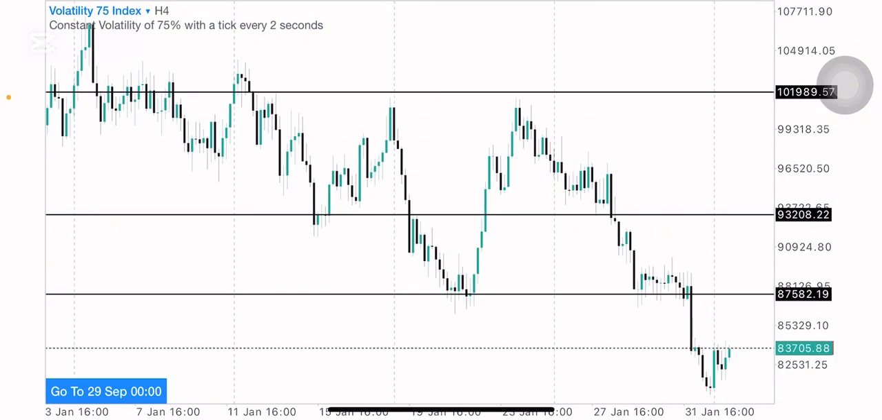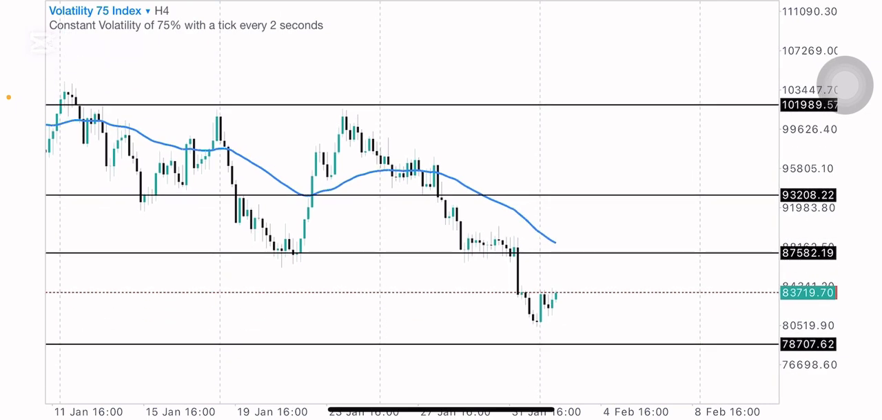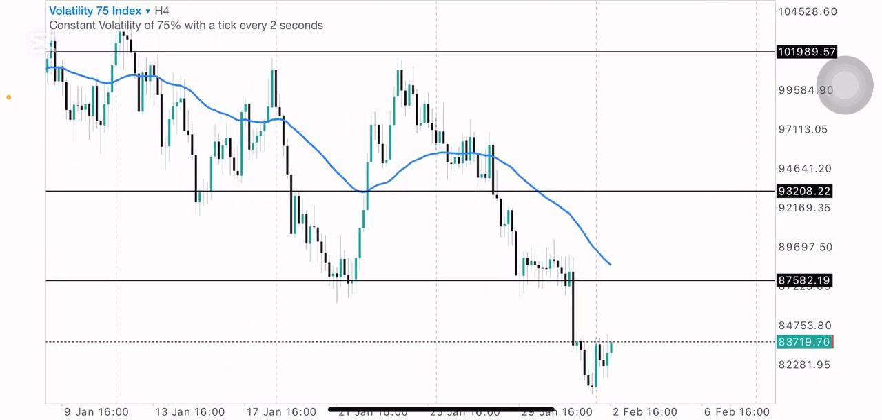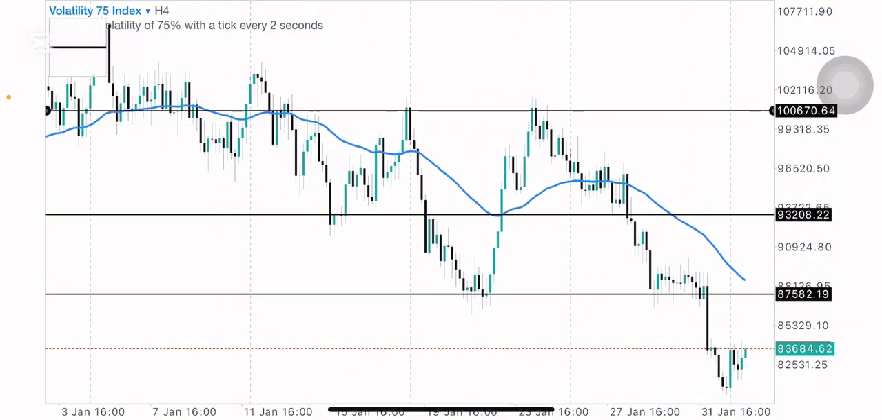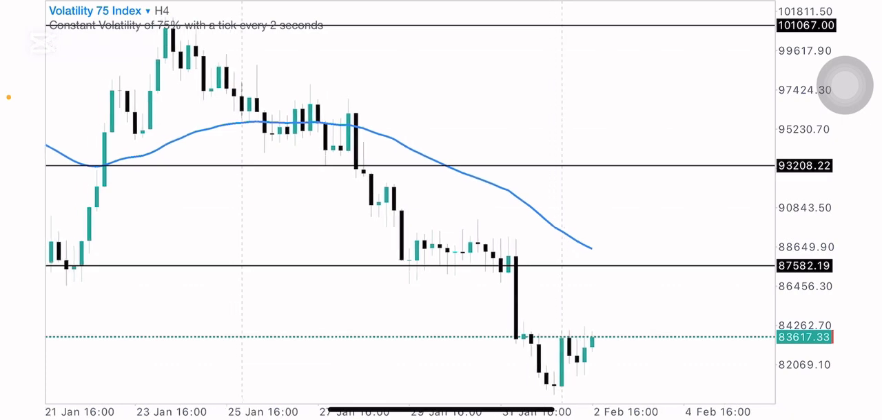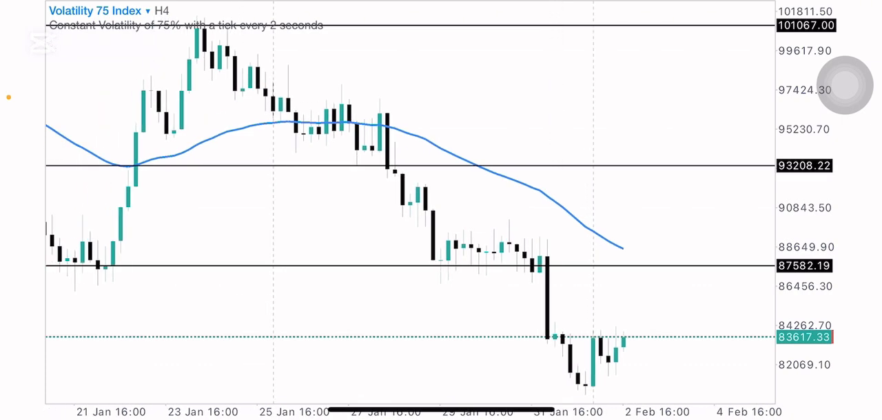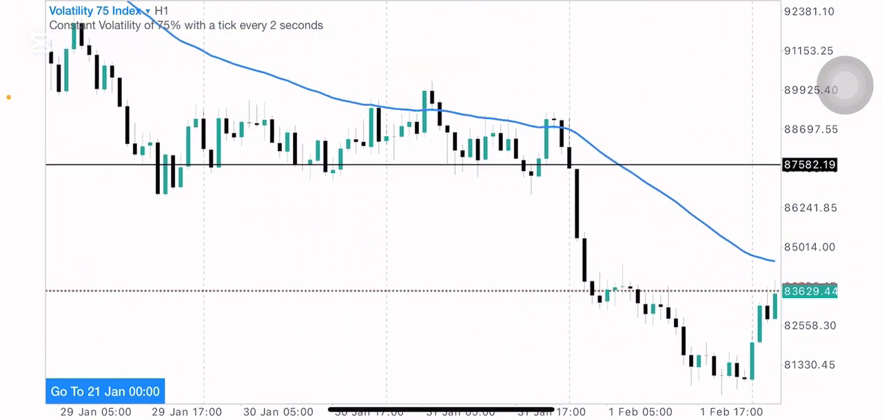On the H4 time frame, there is really nothing much, so maybe we should just adjust this one lower. Our focus is now more on the current price action. All right, so let's see the H1 time frame.